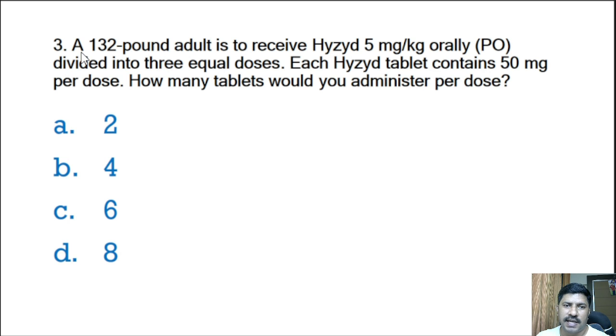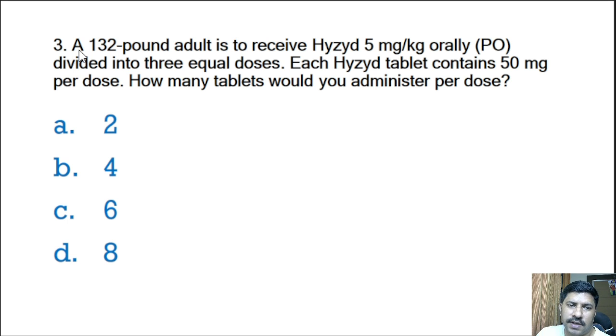Third question: a 132 pound adult is to receive HICIT 5 milligram per kilogram orally, divided into 3 equal doses. Each HICIT tablet contains 50 milligram per dose. How many tablets would you administer per dose? Options: 2 tablets, 4 tablets, 6 tablets, 8 tablets. This question is a little confusing, so you need to solve it according to our steps.